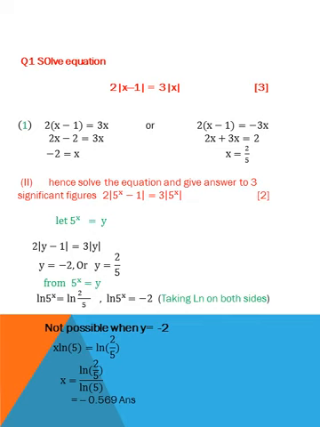ln of 5 power x is equal to ln of 2 by 5. So the power should be in front of the ln because it's a rule of logarithm that the power will be in front. So x ln 5 is equal to ln of 2 by 5. In this way, when I simplify this question, I will find that x is equal to minus 0.569.